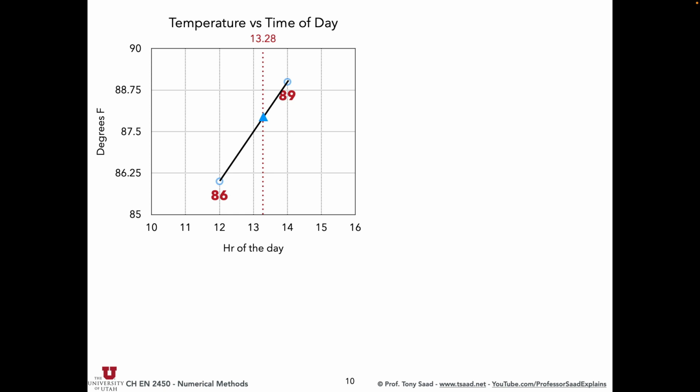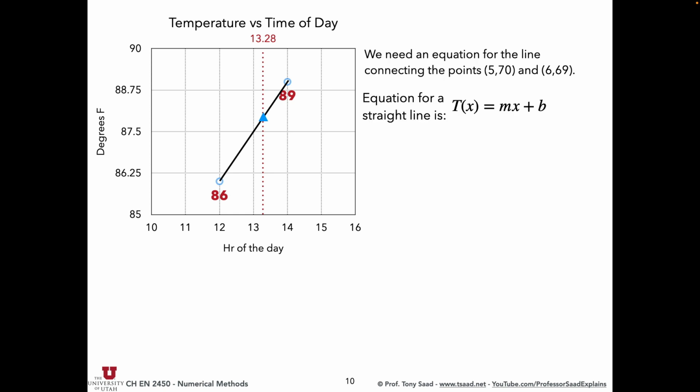All right, so we draw a straight line. The equation for a straight line is mx plus b. I use m for the slope, okay? T is the temperature, so I'm going to call this equation for the straight line T of x, right? And x is the hour of day. The slope is simple. It's a straight line, so it's a simple rise over run. 89 minus 86 over 14 minus 12. That gives you a slope of 1.5.